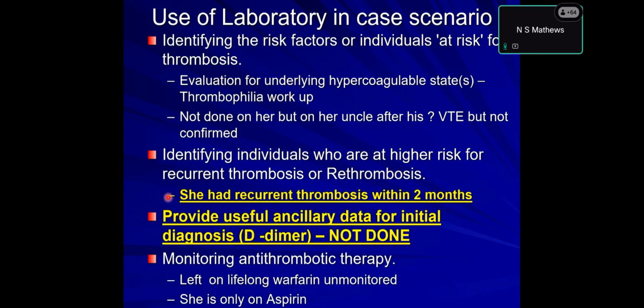So she had a venous thromboembolism, proven. She had preeclampsia during a pregnancy, so she had a recurrent event of PE. So she definitely has a recurrent thrombosis within 2 months. And the ancillary data, which would have given this clue at the initial point itself, the D-dimer, was not done. Rather, they chose to go by high-end imaging methods. And of course, the monitoring part we already covered.